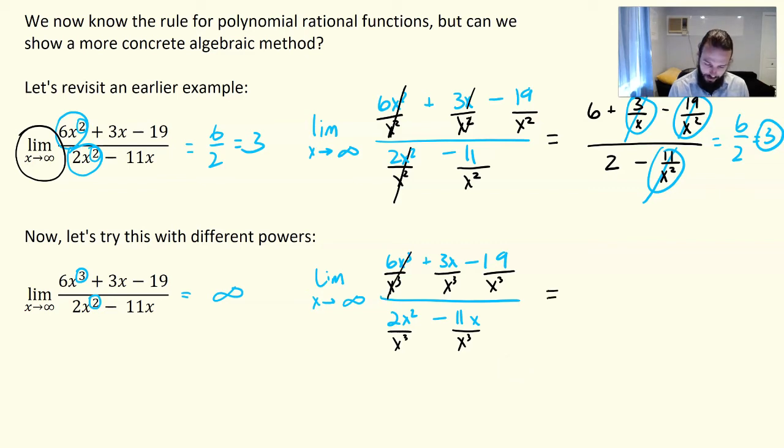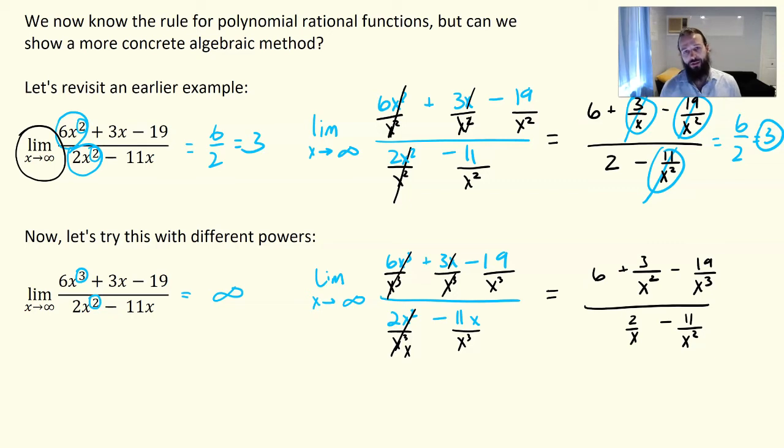So now we're going to be left with 6 plus 3 over x squared minus 19 over x cubed, all over 2 over x minus 11 over x squared. Now we know that all of the fractions here where it's a number divided by a variable are going to approach 0. So we just have 6, and the denominator is going to approach 0. So we have 6, and then this is approaching 0, which we know will lead to a limit of infinity.